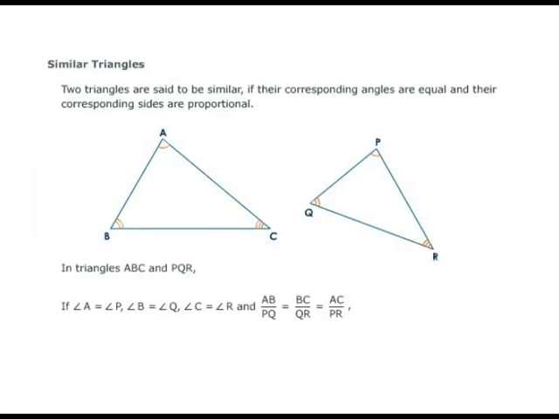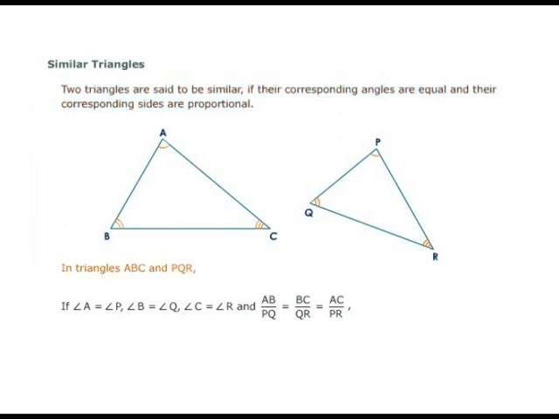Next chapter, Similarities and Enlargement. Similarity of figures. Two triangles are said to be similar if their corresponding angles are equal and their corresponding sides are proportional.